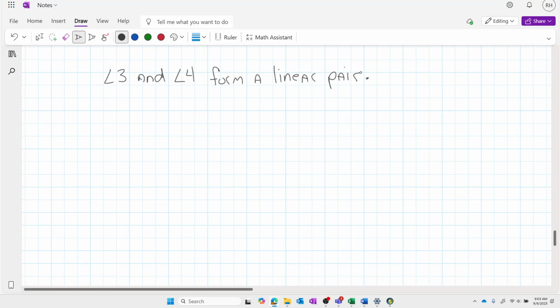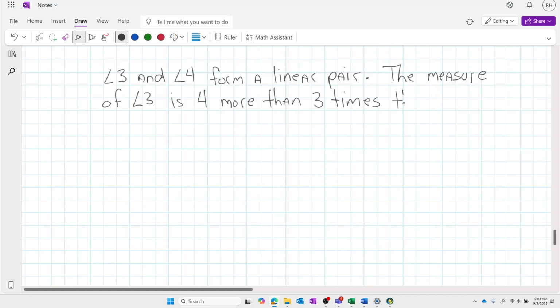Let's see. The measure of angle 3 is 4 more than 3 times the measure of angle 4.